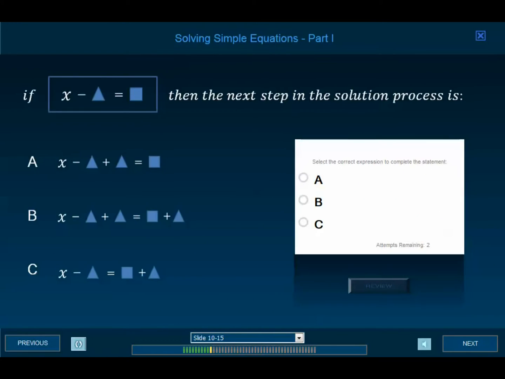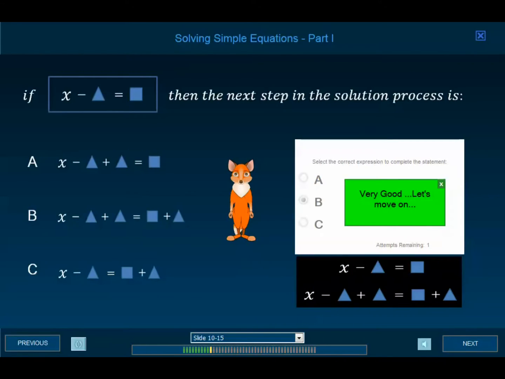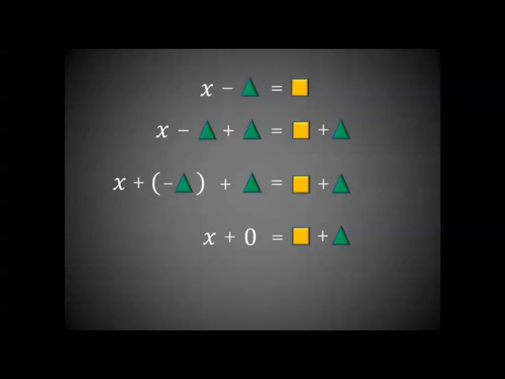If we are at this step in the solution pattern, then the next step in the solution process is which of the following? Good work. The next step in the solution process is answer B. So our next step is to replace x plus 0 with x, and we rewrite the rest of the equation.